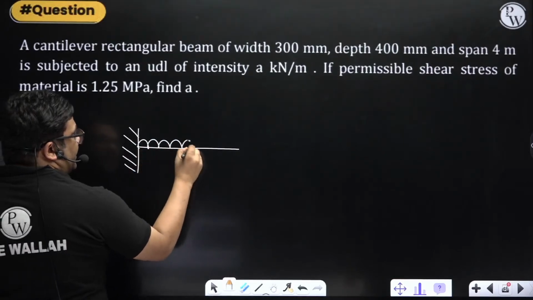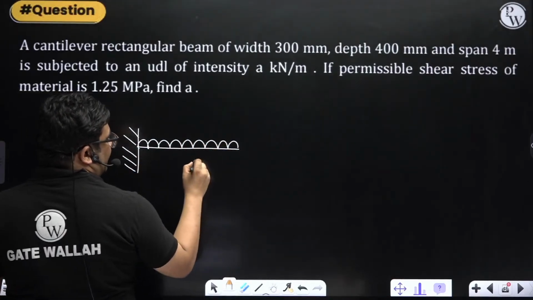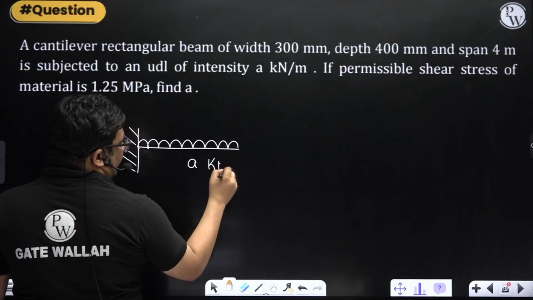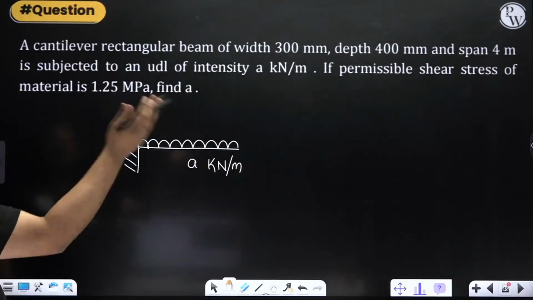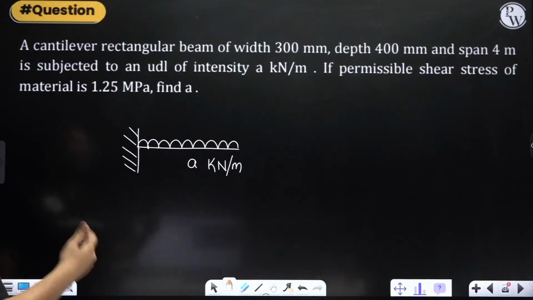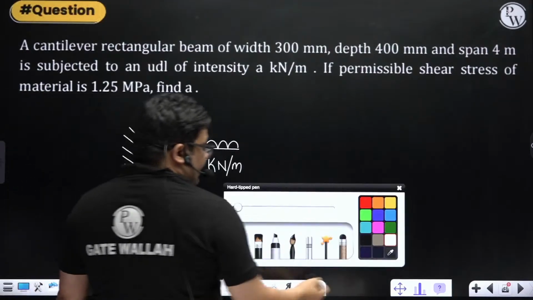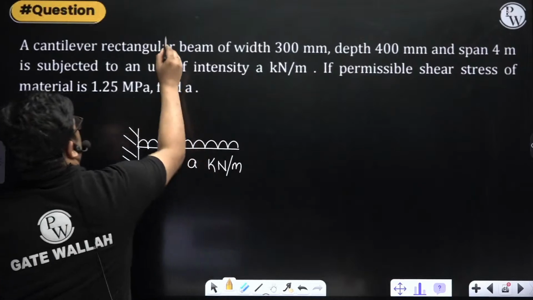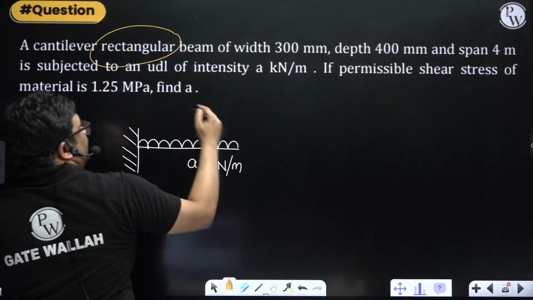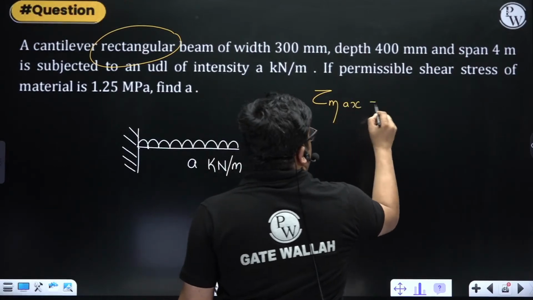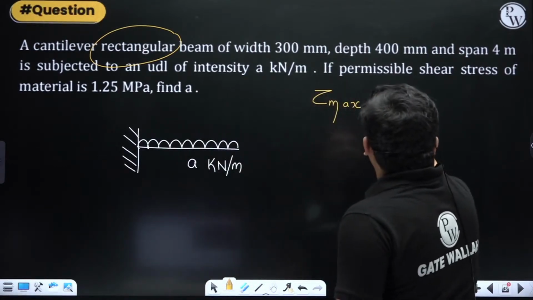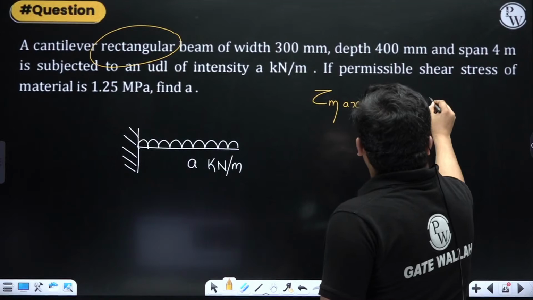It is subjected to a UDL of A kilonewton per meter. Very good. If the permissible stress is 1.25, find A. It's a rectangle, right? Permissible means maximum shear stress. So it is given, the maximum shear stress is given as 1.25 MPa or Newton per mm square.